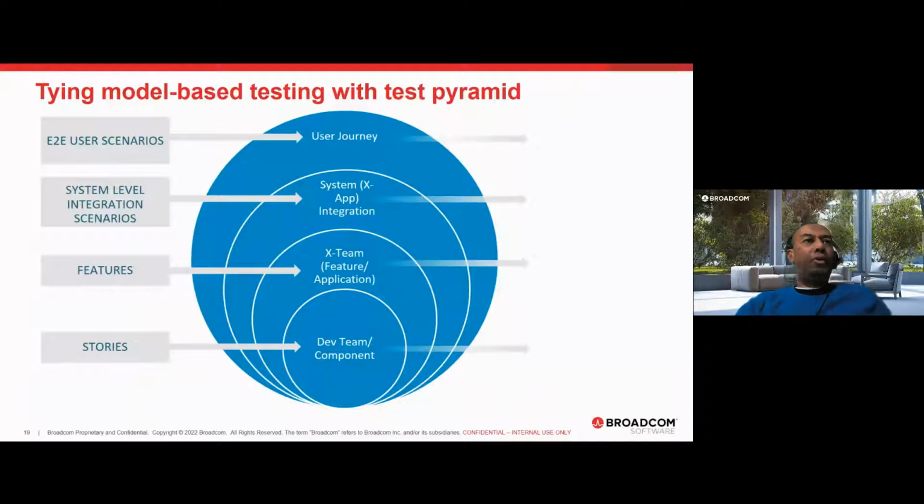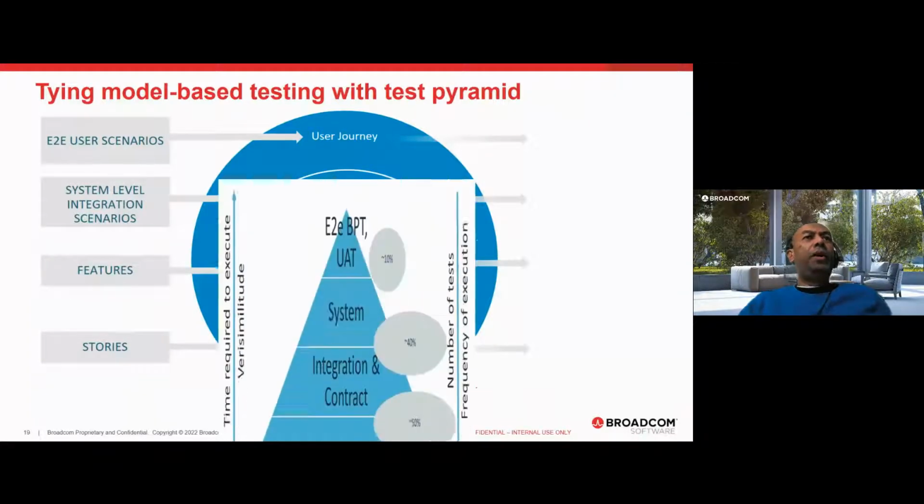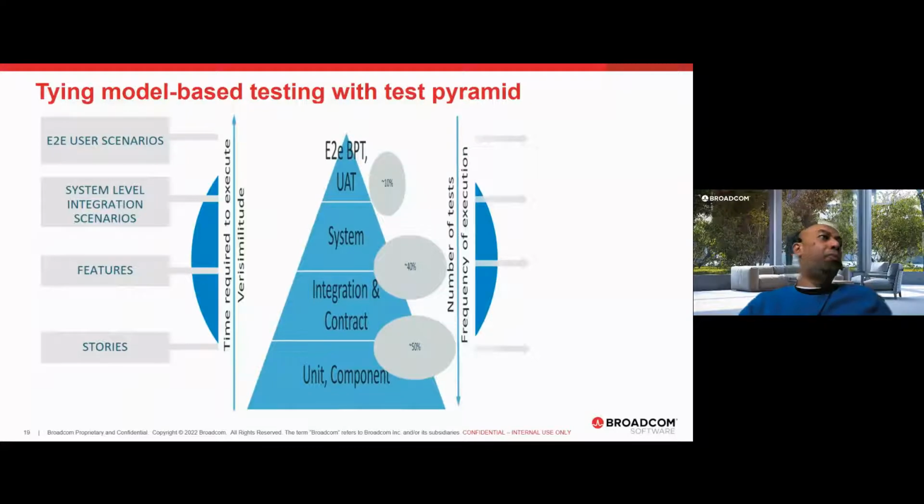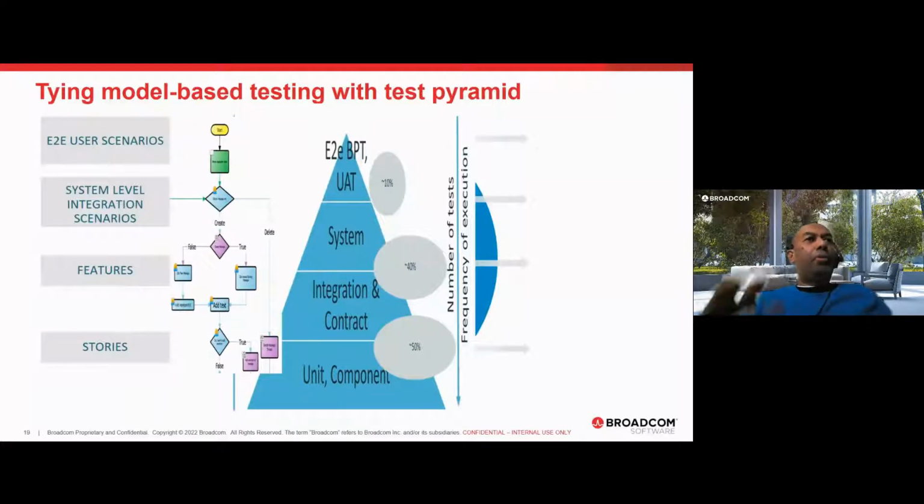Or granularity. So we have stories that are more focused on the dev and the component. There are features that are more from a cross story or feature perspective, and so on and so forth, right? So one of the best ways to do this is to create what we call models. And a model is really a visual diagram that captures the behavioral flow of the application, or what we call behavioral modeling. We talked about behavior-driven development, or BDD.